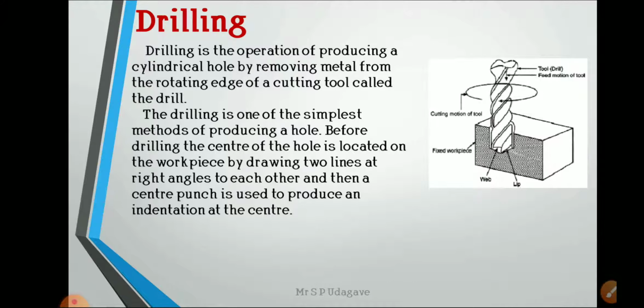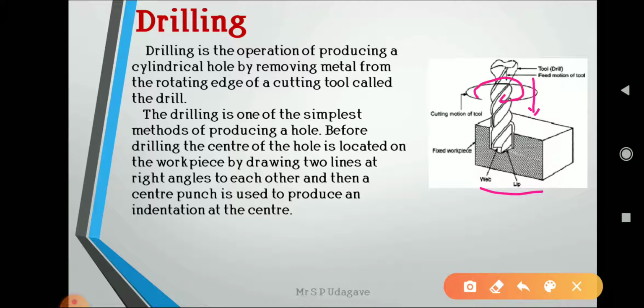This indentation locates the position of the hole, and by using a drill bit we can create the hole. You can see the figure showing the drilling operation. We apply downward pressure with the rotating tool, at near about 2000 rpm, and we remove the material from the workpiece and create a cylindrical hole.